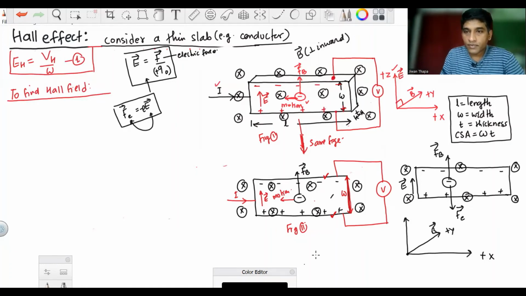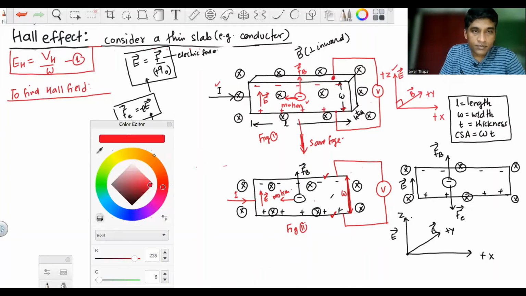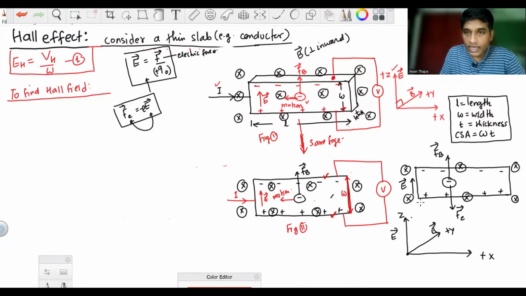Clear? Now we have electric field acting in upward direction, and we have magnetic force acting along upward direction, that is acting along positive z.